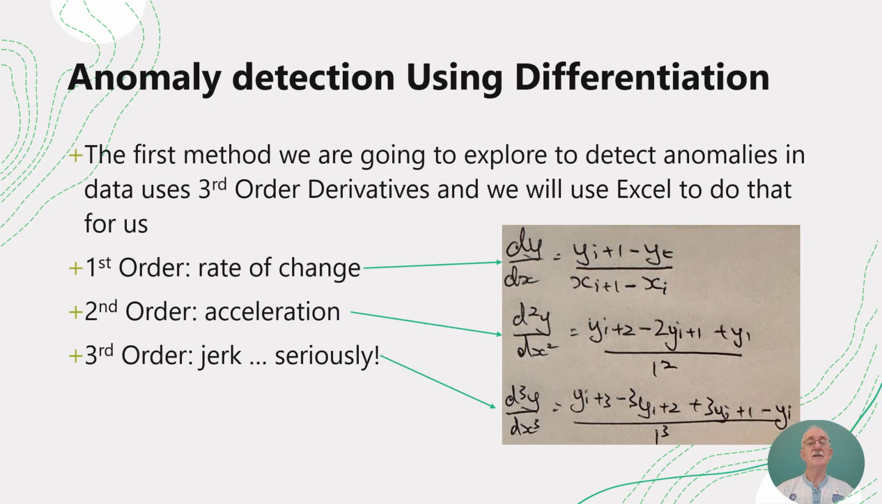Anomaly detection using differentiation. The first method we're going to explore to detect anomalies in data uses third-order derivatives, and we'll use Excel to do that, where the first order represents the rate of change, and the formula for dy/dx, the first order derivative, is this one. The second order derivative gives us acceleration, the formula for which is this one, d2y/dx2. And the third order, which seriously is known as the jerk, is this one.